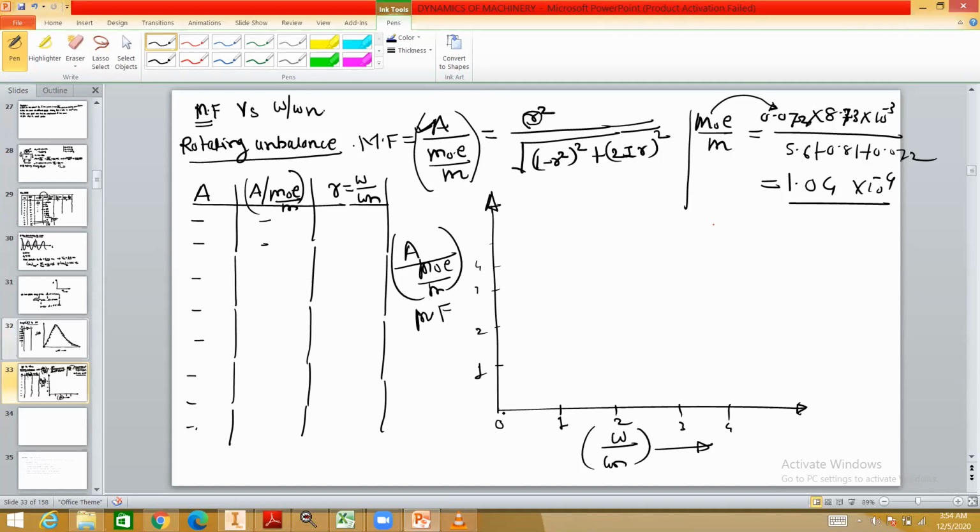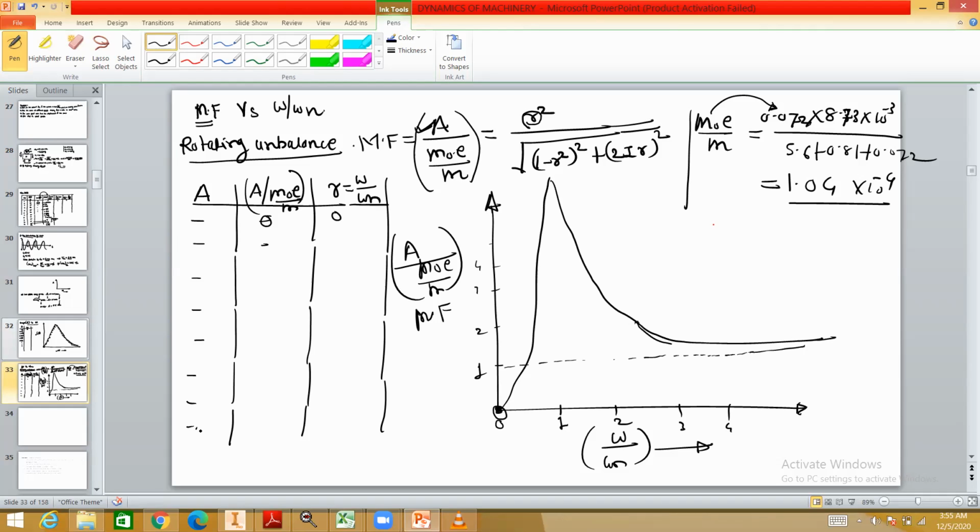So here you can observe that when the frequency ratio is 0, the A value will be 0, or this magnification factor will be 0. So the graph will start from this value. Okay, then it will increase gradually. It will go to the maximum value, and then it will decrease. And when the frequency becomes very high, the graph will run parallel to the value 1. Okay. So we will observe a similar graph.